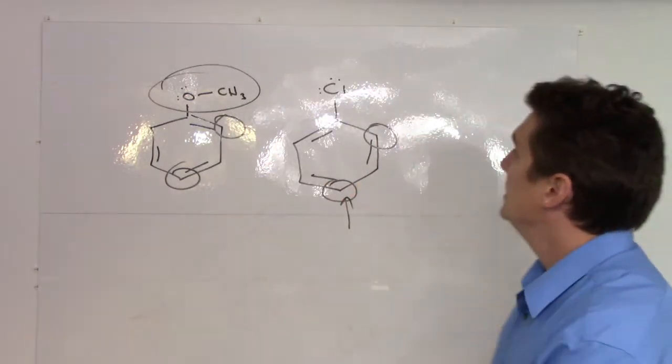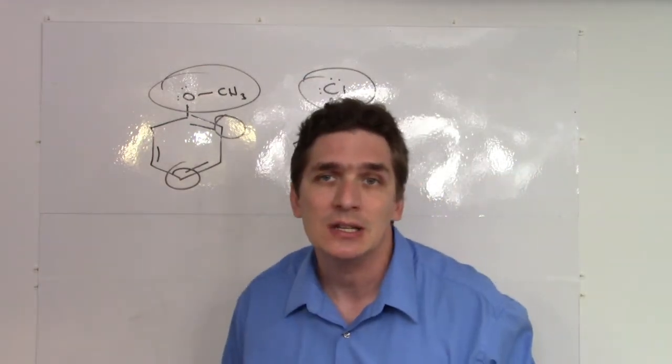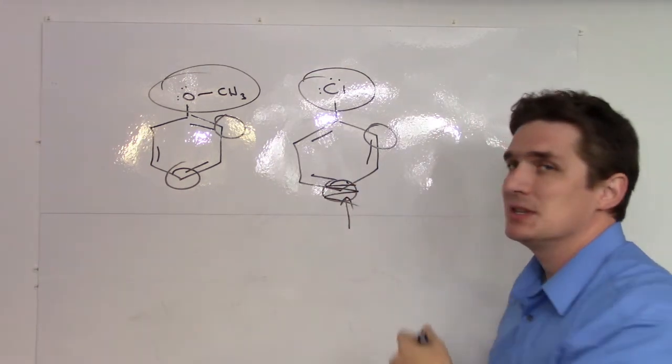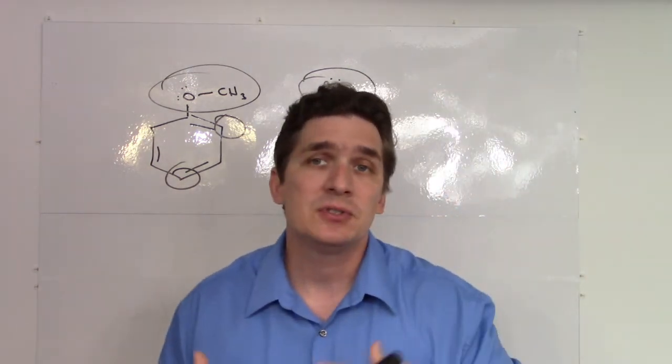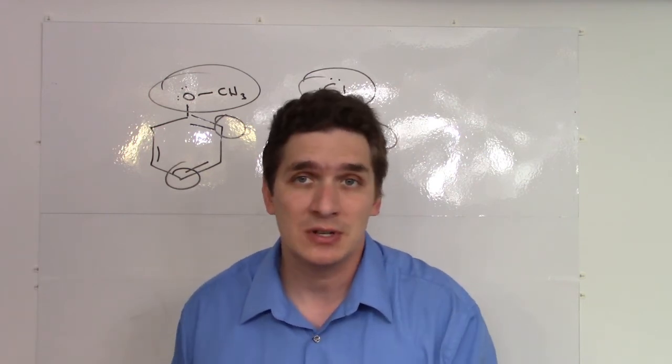I would say if chlorine is going to straddle the line between activating and deactivating, most likely what you're going to produce is the para position for the same reason. This is the furthest away from the chlorine. It is the most sterically accessible, and so that's what's going to happen.